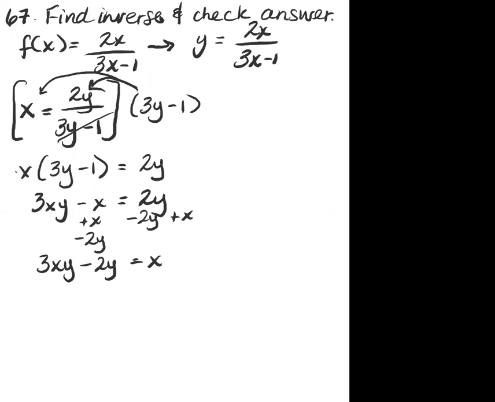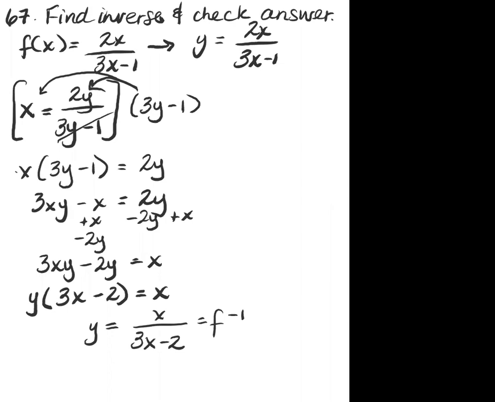Now I can factor out a y. y times (3x minus 2) equals x, and finally I only have one y. I had multiple y's all the way up till this point. Last step, divide by the parentheses. y equals x over 3x minus 2. That's f to the negative 1.